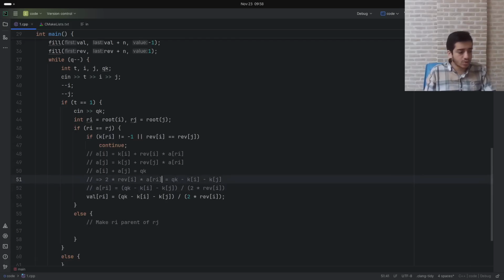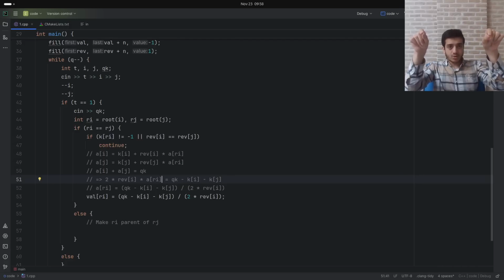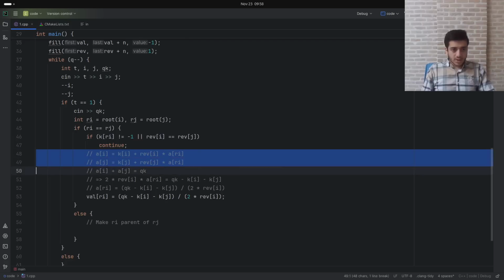So it's like this. They were two separate trees, and we have an equation that shows the relation between two different vertices inside these components. And now we want to find the relation between these two to make R I the parent of R J. So that's not going to be an easy task. So let me start like this.